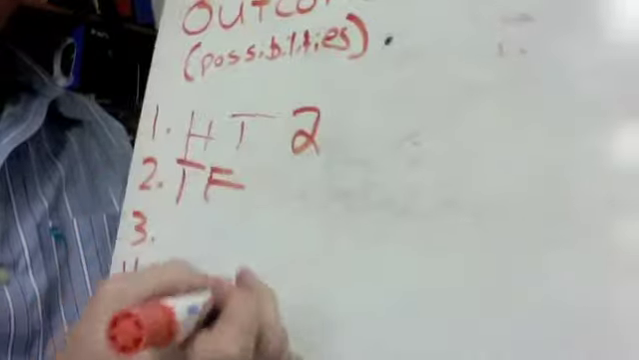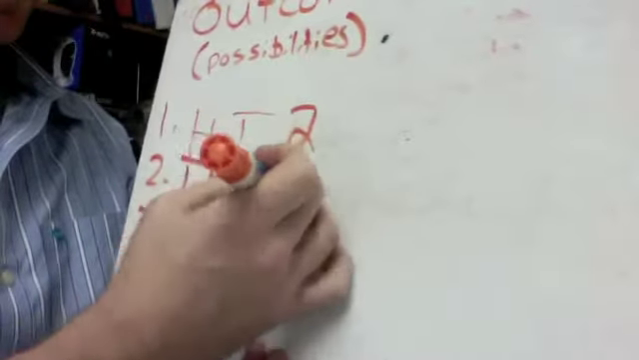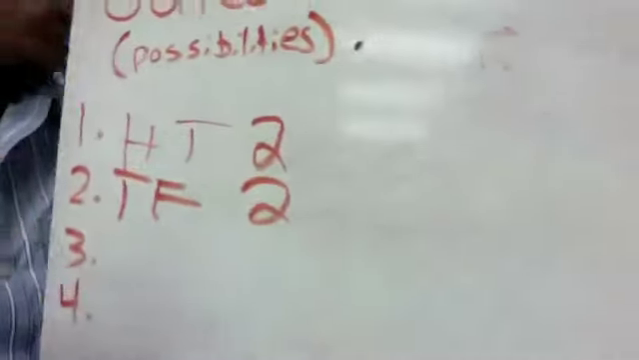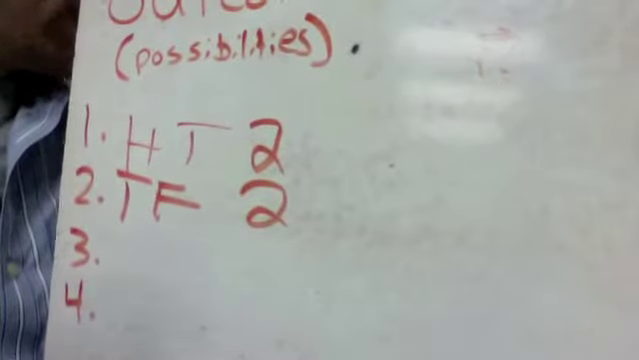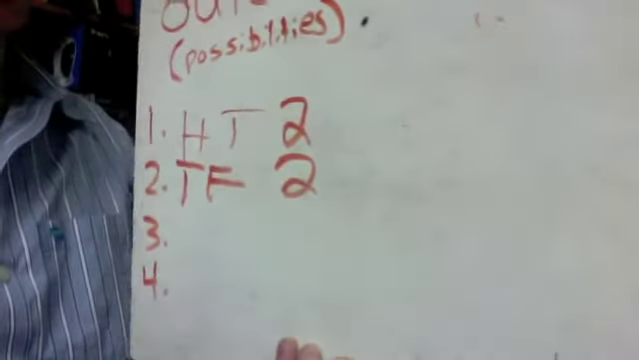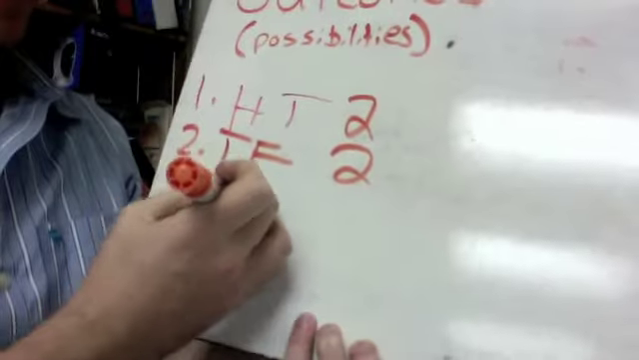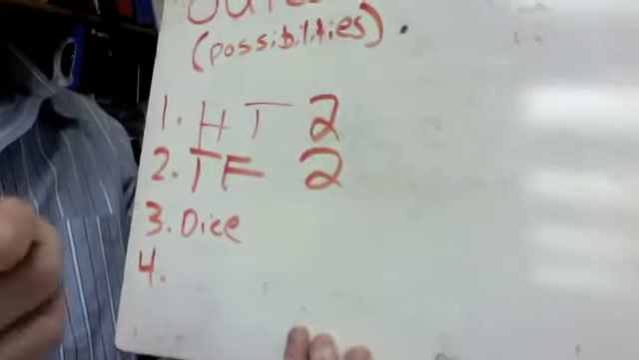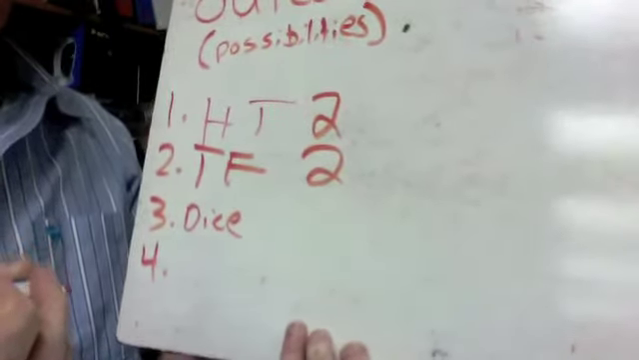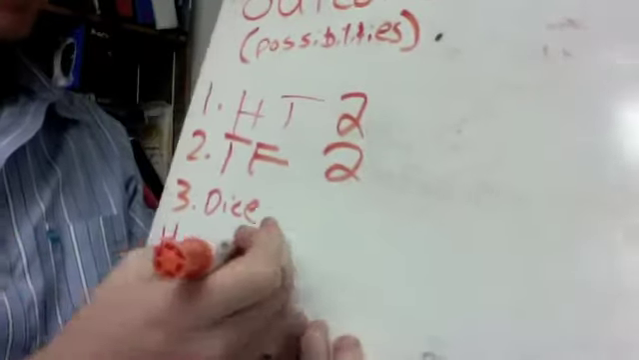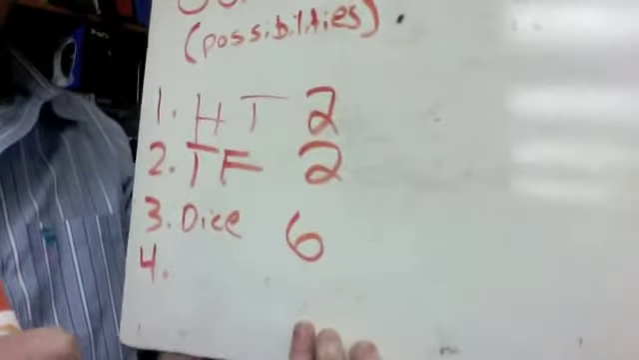Number two, it's actually the same thing. True or false. How many outcomes? Two. Number three, rolling a standard number cube. If you didn't know what that means, they're just talking about a dice. And on a dice, there are 6 sides, 6 numbers, so there's 6 different outcomes.